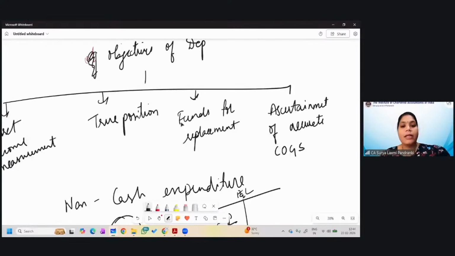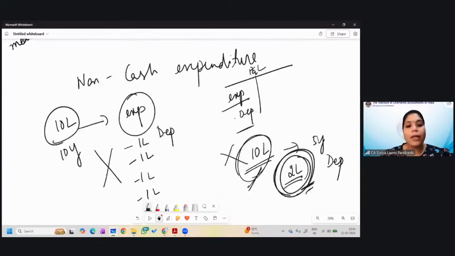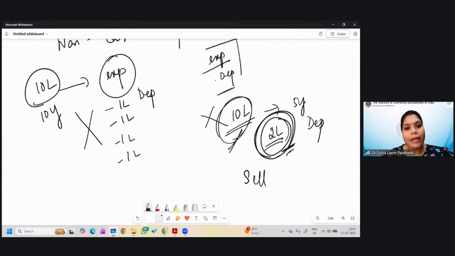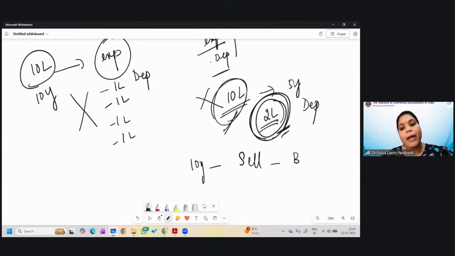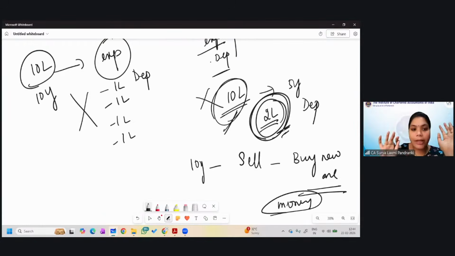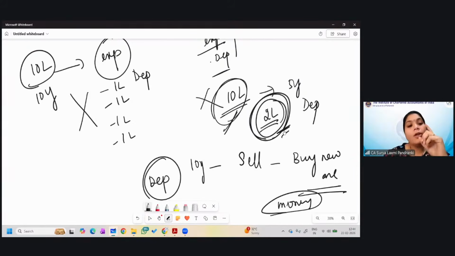And what is the other reason? Funds for replacement. I know that I'll use this asset for 10 years. What happens after 10 years? I have to sell this asset and buy a new one. For buying a new one, you will need money. How will you get this money? For replacing the machinery, you will need money. So depreciation keeps reminding you that you are providing 1 lakh depreciation, which means after the useful life of the asset, you will also have to pay a replacement amount and buy a new one. So keep that in mind.